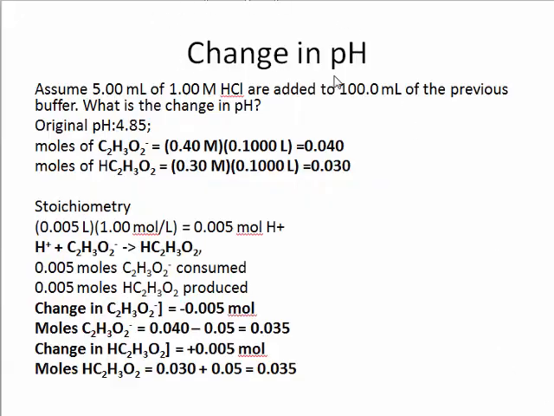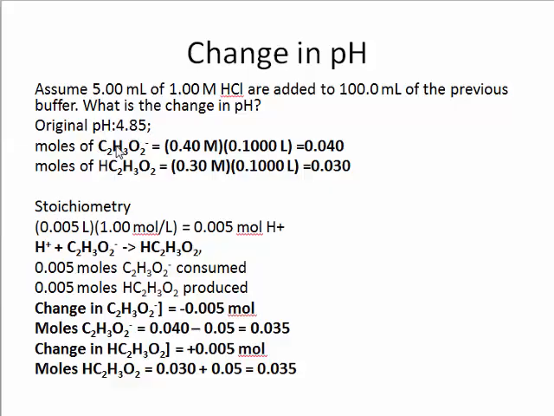Alright, now to illustrate how a buffer works, or the change in pH. Assume 5 milliliters of 1 molar hydrochloric acid are added to 100 milliliters of the previous buffer. What is the change in pH? Remember, our original pH is 4.85.